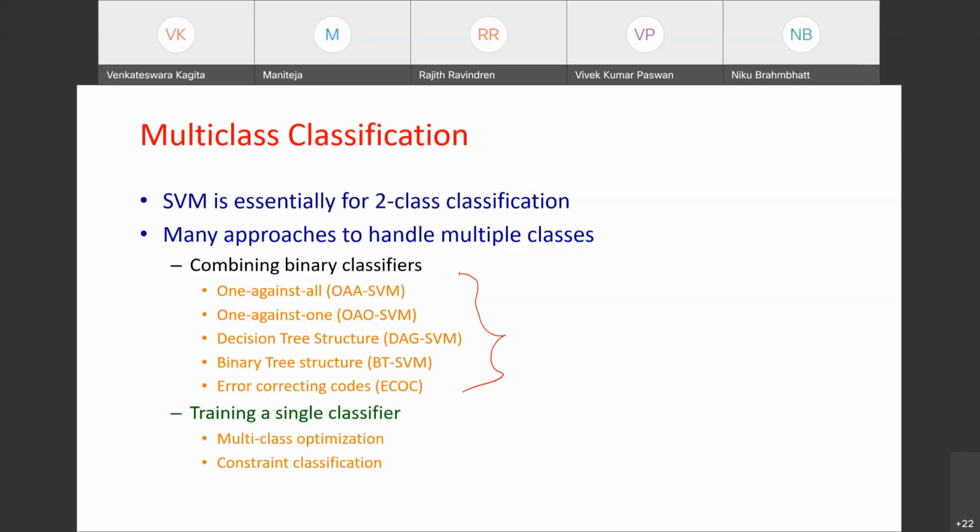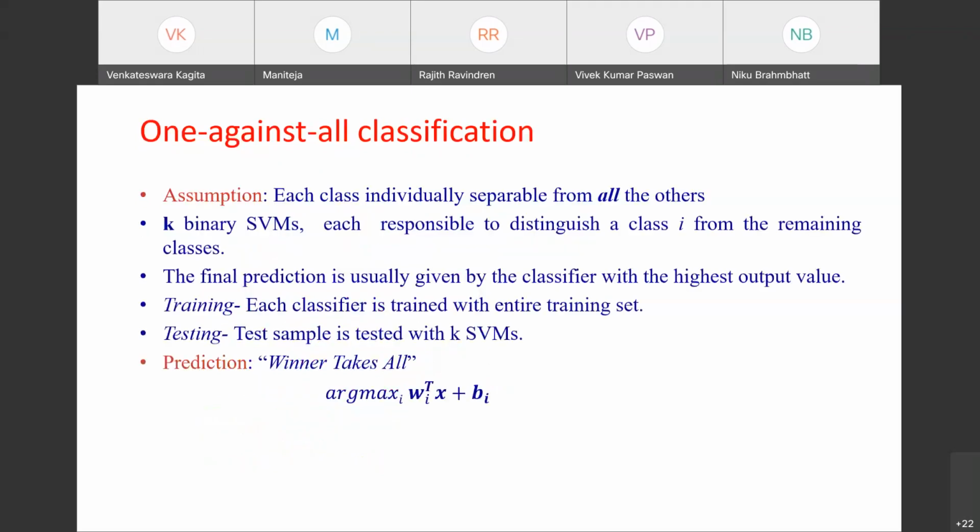Let us start with one against all. What is one against all? As the name itself describes, we're going to learn classifiers with one class as positive instances and the rest of the classes as negative instances. Right? One against all. So here the assumption is each class is individually separable from all other classes. What is the assumption?